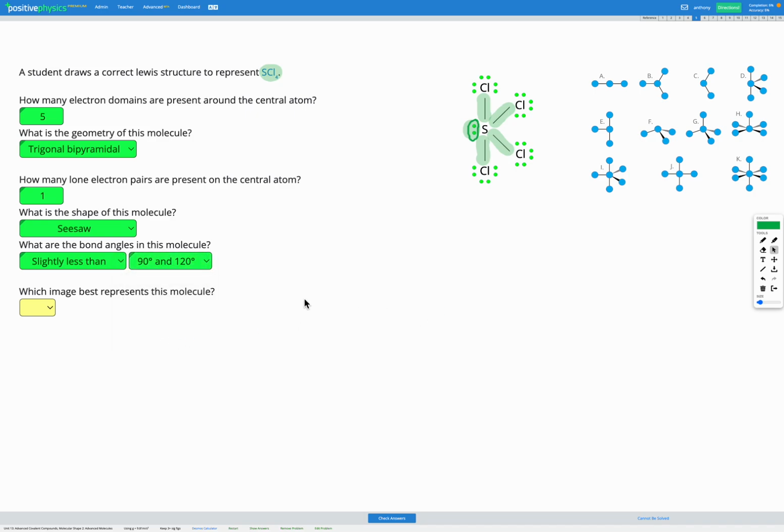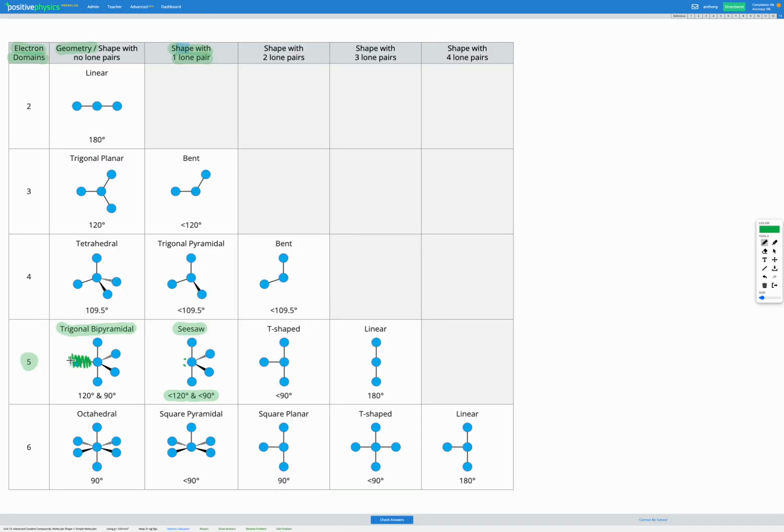Lastly, which image best represents this molecule? Well, looking at our options here, D is the seesaw shape. So our image is going to be image D. So as you can see, these questions work exactly the same as the simpler ones, but we now have more options down here with 5 or 6 electron domains when we have our expanded octets.